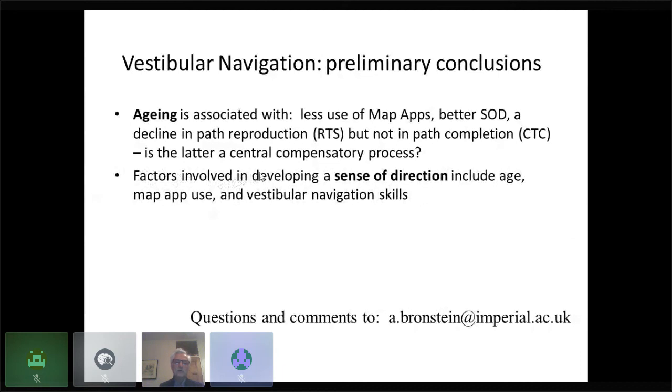So factors involved in developing a sense of direction include age, I'm sure up to a point, map app use and vestibular navigation skills. So from this work, it seems that map app use inhibits our internal sense of direction. I thought that this was one of the first papers to show this, but yesterday I found that there was a paper in April this year in Scientific Reports showing something along these lines, I regret to say.